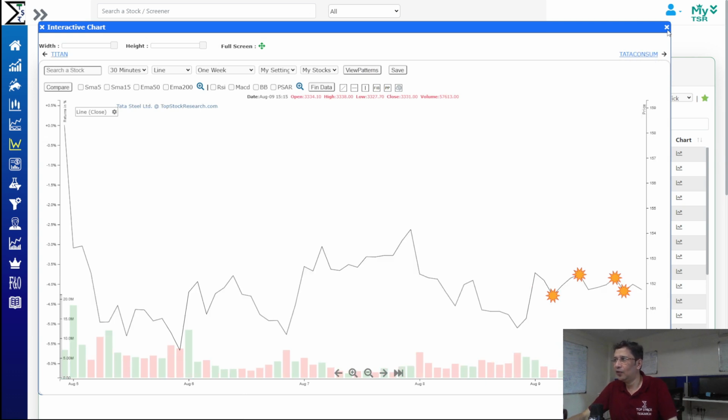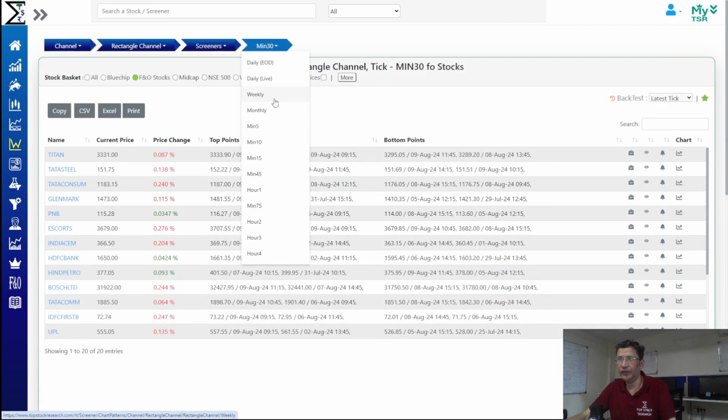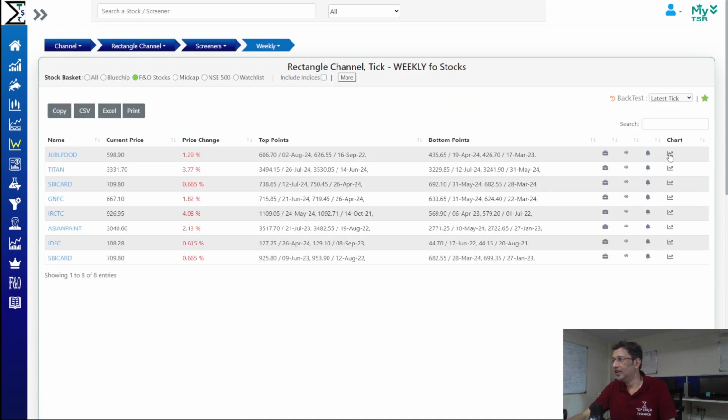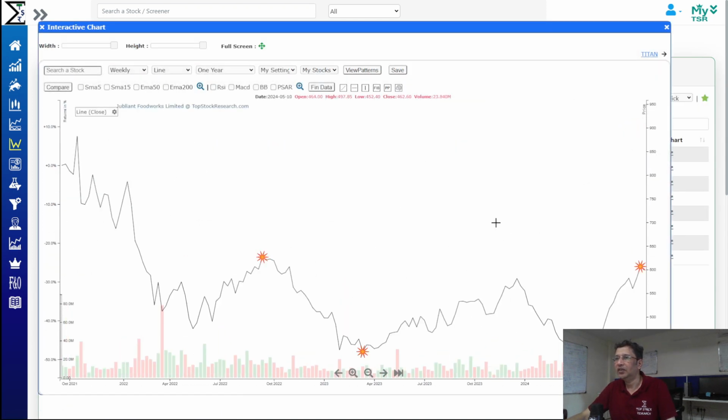Likewise, if you are looking for a longer period, you may want to look at the weekly period. There are certain stocks which are forming patterns in the weekly period. So when you see here, this is the level where it really retraced from. This is the support level, right?